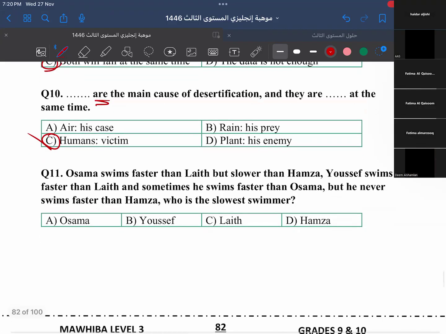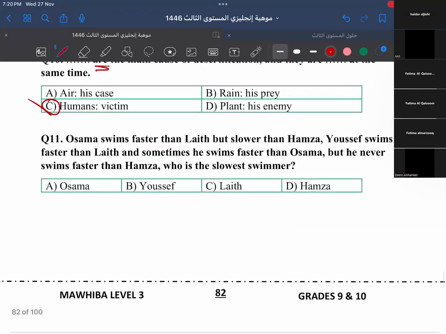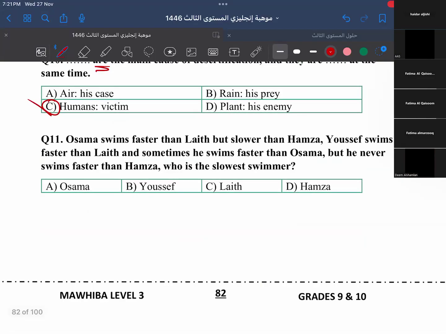Okay. Yalla, the last question here is for Amira. Do you want to answer? Yeah. Osama swims faster than Laith but slower than Hamza. Yusuf swims faster than Laith and sometimes he swims faster than Osama but he never swims faster than Hamza. Who's the slowest swimmer? C. Laith is the slowest swimmer. Laith would be the slowest, exactly.